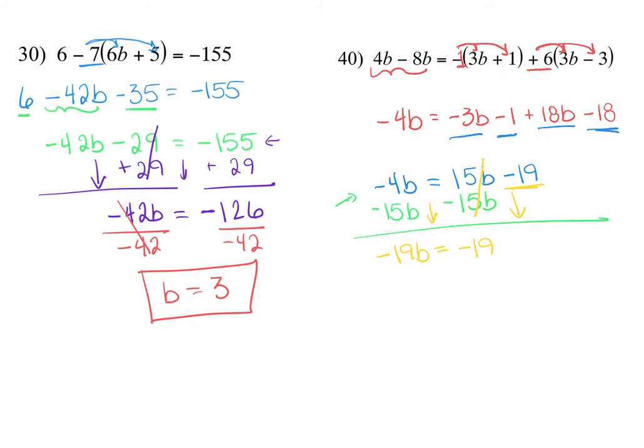And then my last step for these will always be to divide. Divide by negative 19 on both sides. On the left-hand side, I just have the b. Bring down your equal. Negative 19 divided by negative 19 is positive 1.